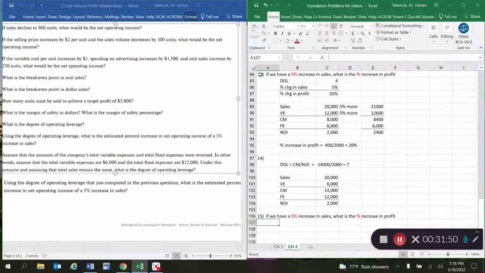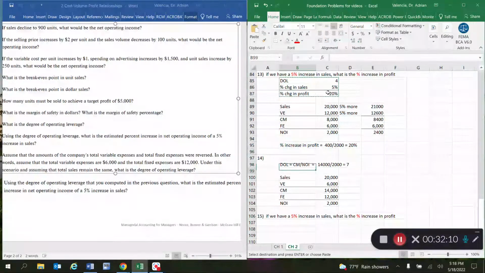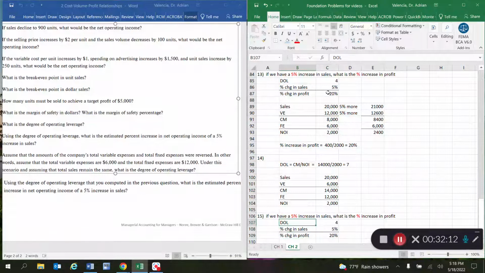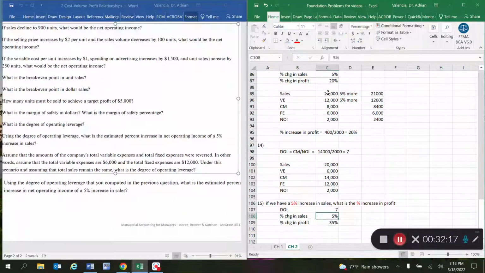They're saying, based on the information on 14, if we have a 5% increase in sales, in other words, sales go to 21,000, what would be the percentage increase in net operating income? So we can use this quick little formula here to figure that out, just like I explained, but let's go ahead and put it over here. So the degree of operating leverage is 7. So if sales go up by 5%, profitability would increase by 35%.